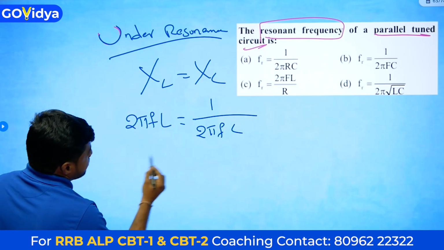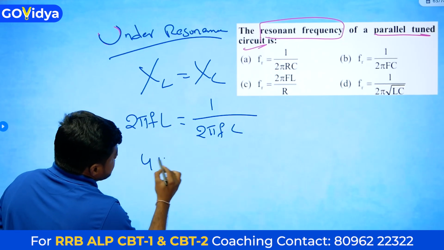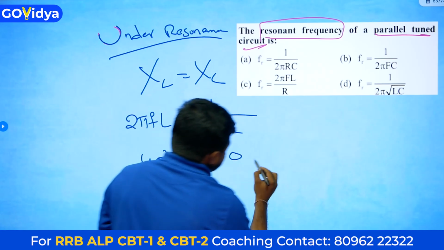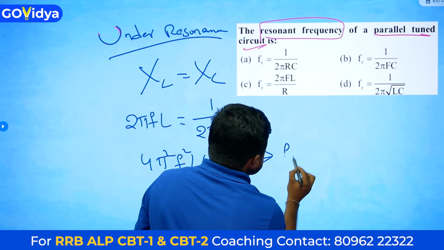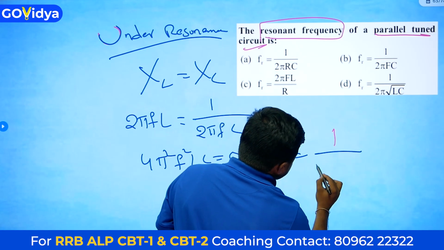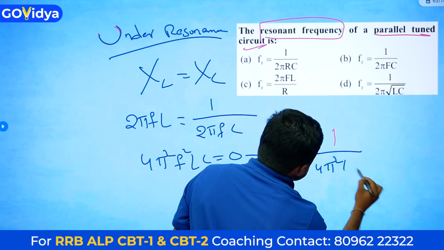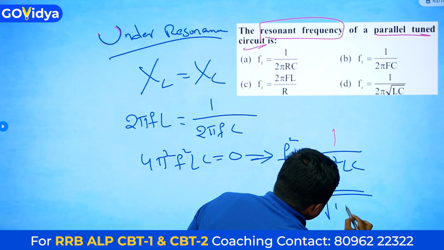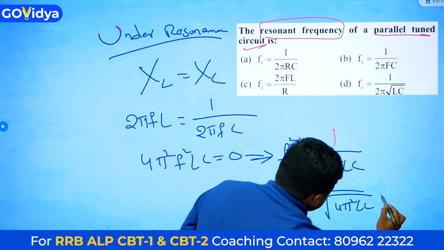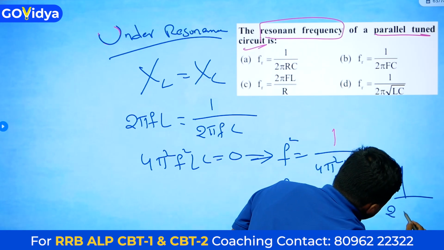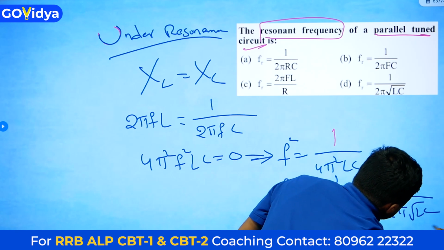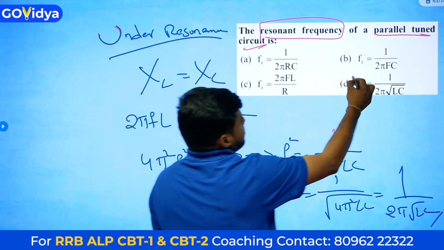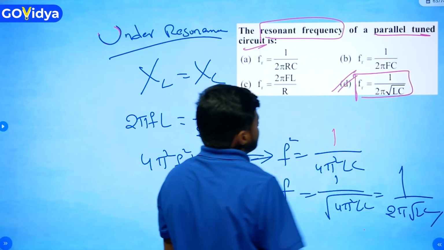We can also write 4 pi square F square L C is equal to 1. From here, frequency square is equal to 1 by 4 pi square L C. We can also write F is equal to 1 by square root of 4 pi square L C, that is 1 by 2 pi root L C. From the options, option D is the correct answer.